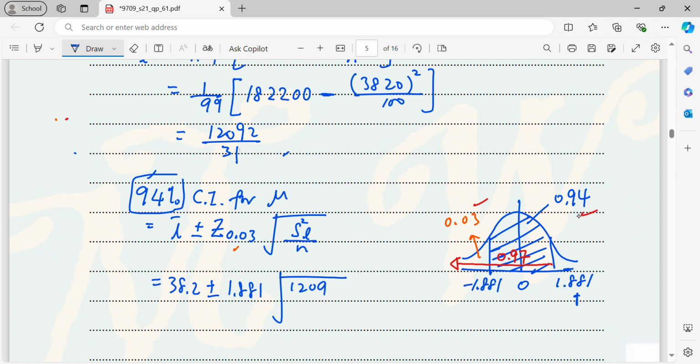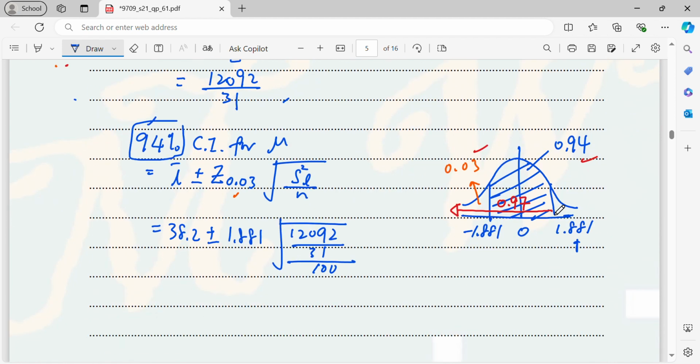So 12092 over 31, that over 100. Sorry, it is not 31, that is 33. I overlooked the value. It should be 33. Now here I will calculate the second value first. 1.881 times the square root, so that is going to be 3.6006.